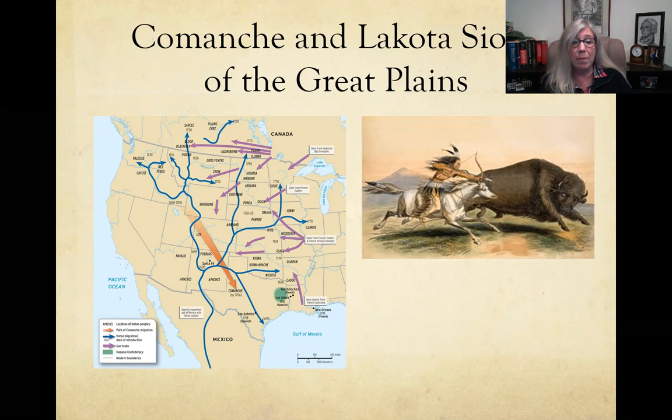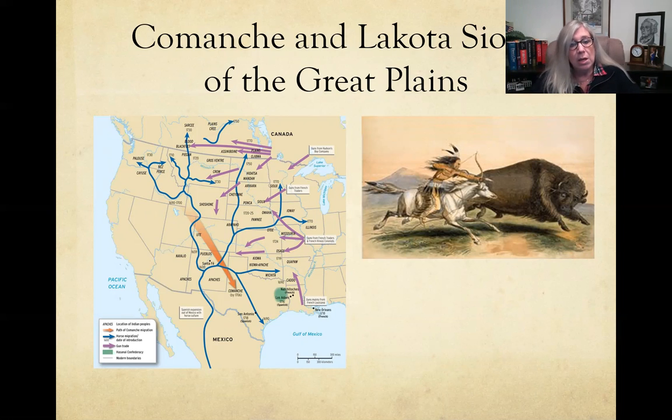The Lakota Sioux and the Comanche, they rely on the buffalo hunt for all parts of their lives. When they would kill the buffalo, they would have the meat, they would use the hide and skins for teepee and clothing and blankets and leather goods and all of these things. They would use the bones to create tools. Every part of that buffalo was used by the tribes. Nothing was left to waste.